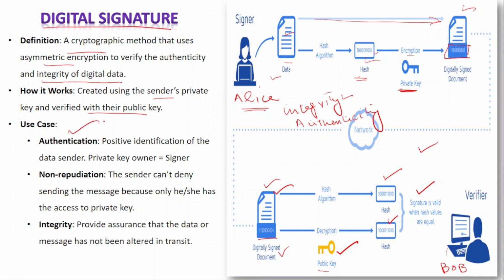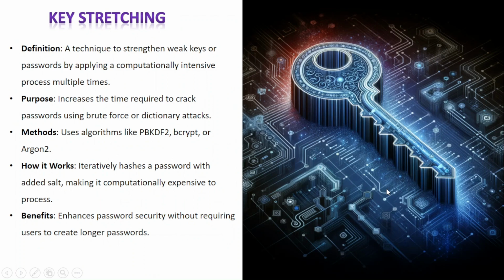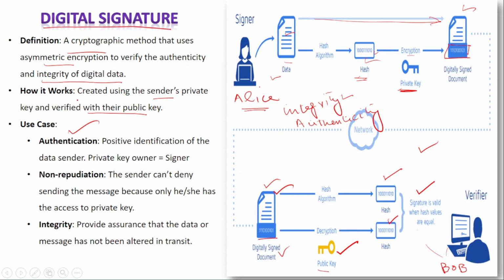Use cases: authentication. As we saw, Bob was satisfied that the message was actually sent by Alice. Non-repudiation. So the sender cannot deny sending the message because she has access to the private key. So Alice later cannot deny that she sent the message because Bob was able to decrypt it with her public key, and that means that the message was encrypted using Alice's private key, which is only available with Alice. And it also gives integrity, providing assurance that the data or the message has not been altered in transit.